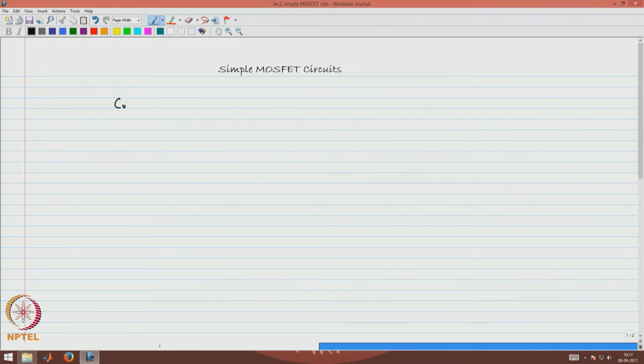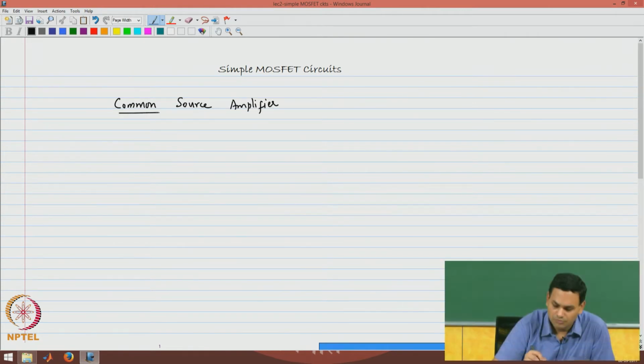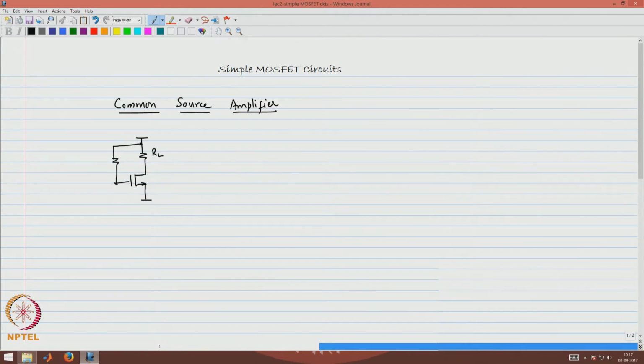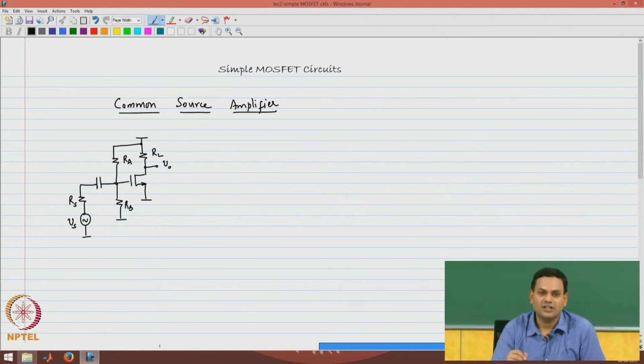The first circuit that we will look at is the common source amplifier. I will draw one version. As with circuits in general, there are many different versions of the common source amplifier. I will draw the simplest possible version, where the source terminal is common to the input and output ports, the drain terminal is where the output is taken, and the gate terminal is the input port where the input signal is applied.